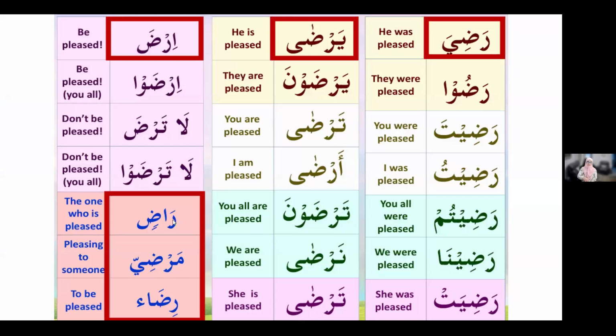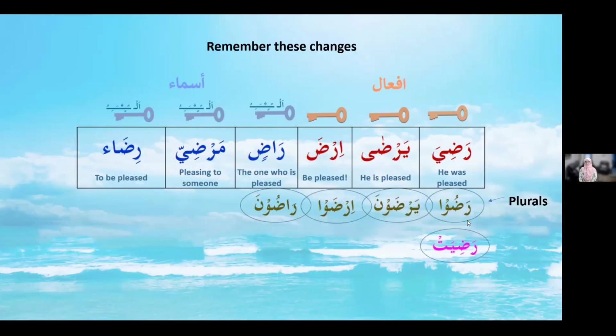The one who is pleased is radin. But if there are many, it's a plural, raduna. But you must remember this. Radu, radiya, radu. Yarda, yardawna, irda, irdaw. This is important to remember. And radiyat, this was also something different. It was a little change, so I've mentioned this on the side. Here, radiyat, yarda, radiyat. This was the only difference.